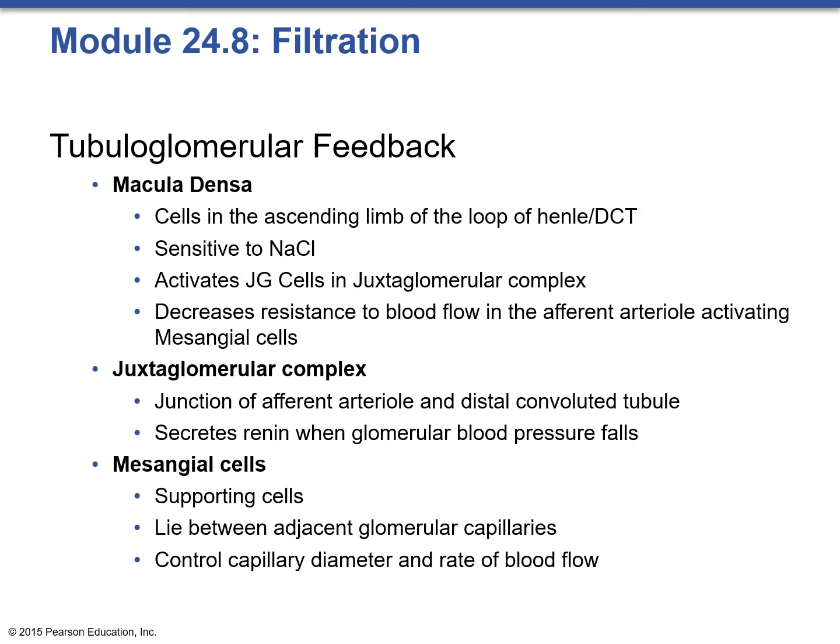There's going to be a thickened area of cells that would eventually extend into the macula densa. These cells are actually going to secrete renin, which is a hormone that is involved in the overall regulation of glomerular filtration rate and blood pressure. We'll get to that a little bit more later, but this is going to be released when glomerular blood pressure falls. The mesangial cells are going to be inside the glomerulus itself, and these are supporting cells. They lie between adjacent glomerular capillaries, and they help control capillary diameter and rate of blood flow.